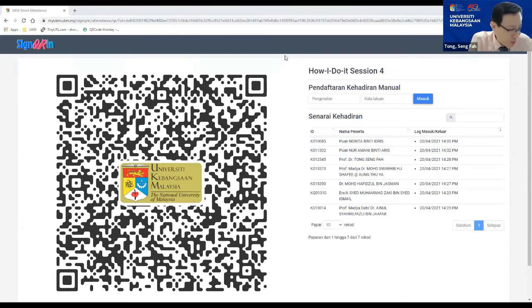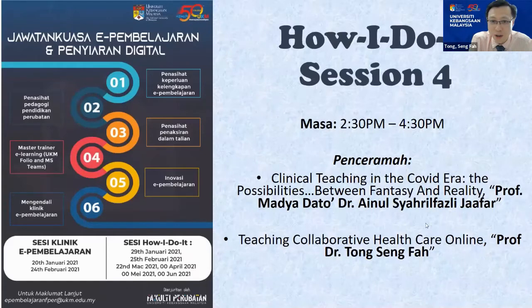Today we start off a session, two sessions, half an hour each, and Dato Ainul will share on clinical teaching in the COVID era, which is a bit challenging between fantasy and reality. So we need to work on reality. We can fantasize a lot of things. I will also be sharing a little of my experience during COVID time, how to teach team care, which is a little challenging as well. Team care usually comes with a lot of practical sessions. So how do we do it online? Anyway, let's get the ball rolling, and Dato Ainul, the floor is yours.